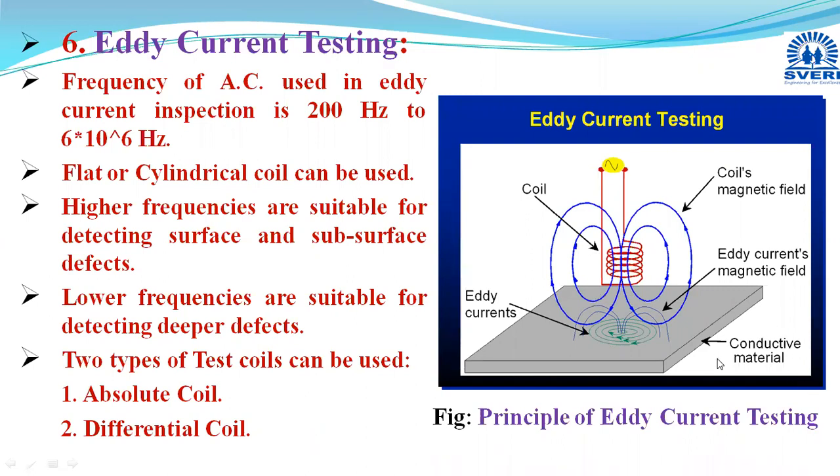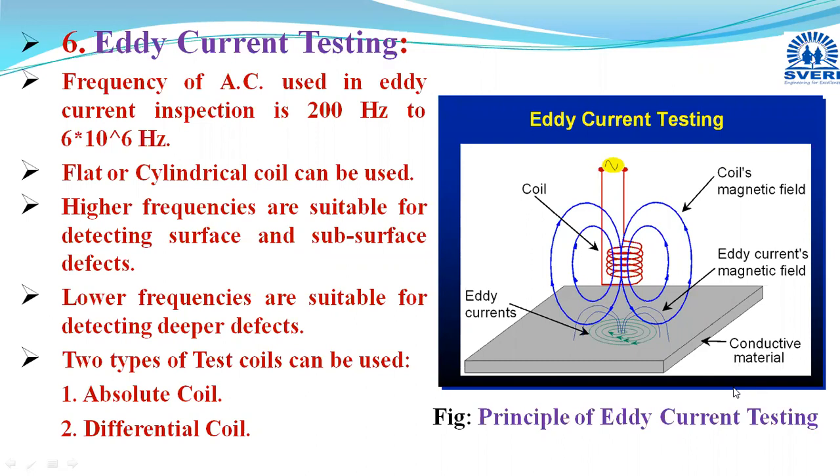And if the output is providing some variations or some values, then there is some defect. Okay, one standard specimen and one test specimen are collected. The standard specimen is defect free. On that, one coil is surrounded, and on the test specimen, one coil is surrounded. And the output of these two coils is checked.